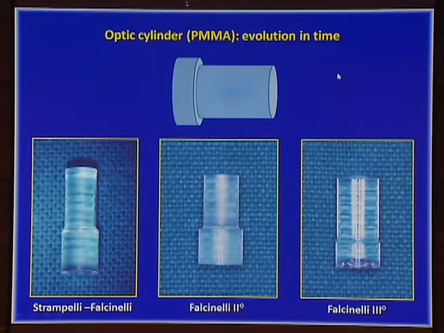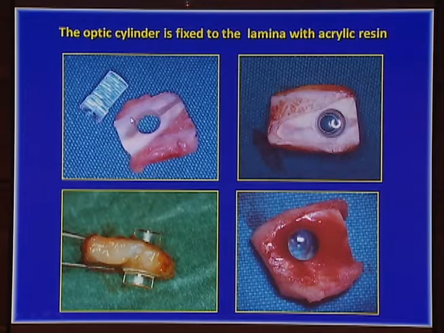The optic is fixed to the lamina with acrylic resin. We see the lamina with the cylinder. We see fresh blood taken from the patient. Blood is taken from the artery because there is more oxygen in arterial blood. This is the lamina prepared, ready to be buried in the pocket.